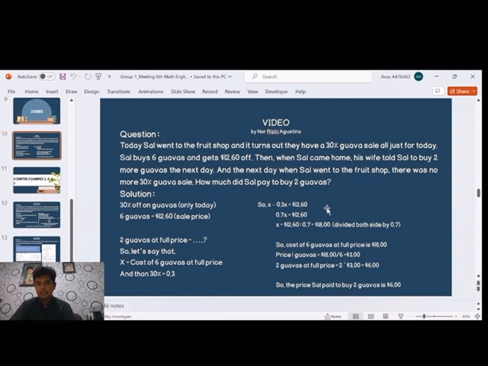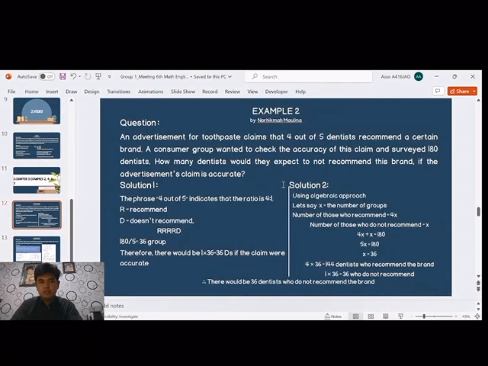The price of 1 guava is $18 divided by 6, which is $3. So 2 guavas at full price is 2 times $3, which is $6. Okay, next is example 2.